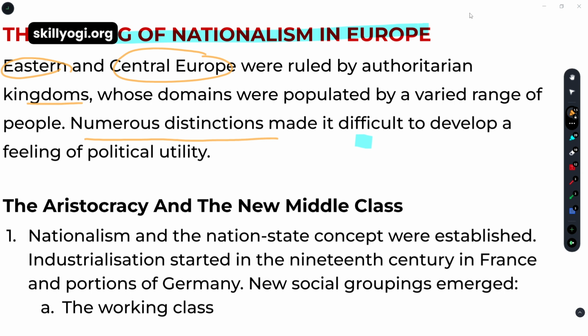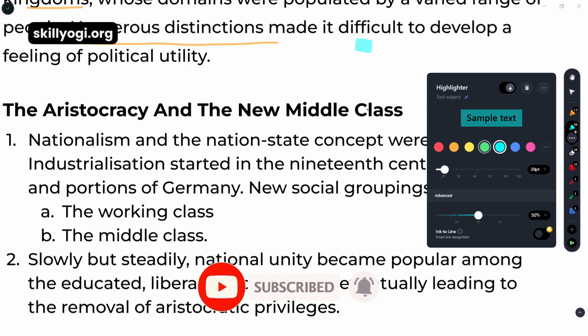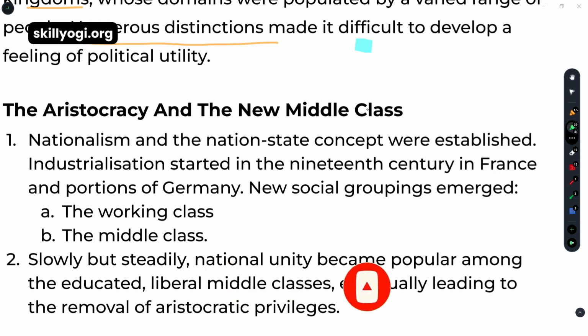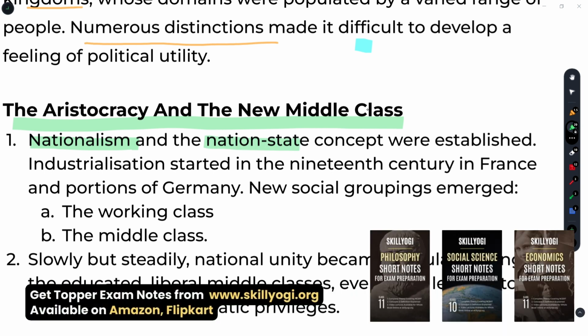Okay, so come to the next part, aristocracy and the new middle class. From this part we can understand that we have two different social groups, aristocracy and the new middle class. What happened? These two concepts were established: first the nationalism concept and the second the nation state concept. These two concepts were already established.